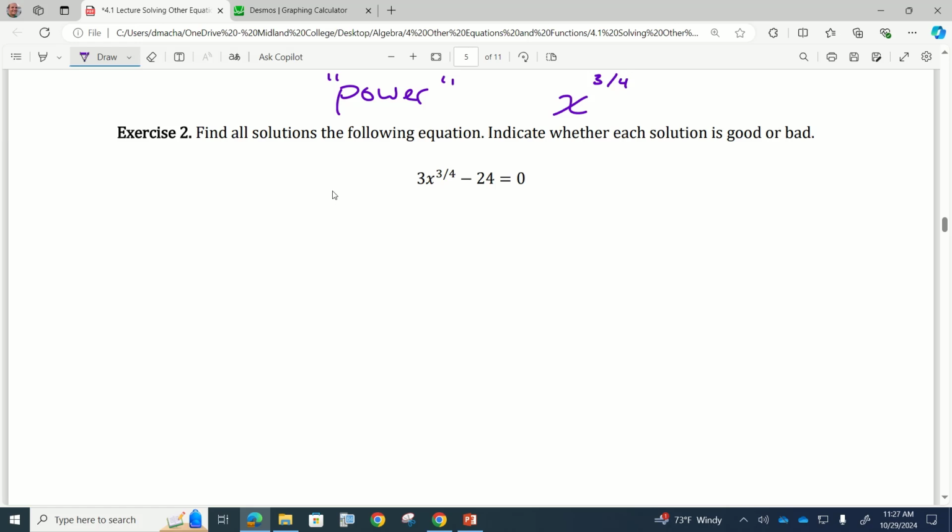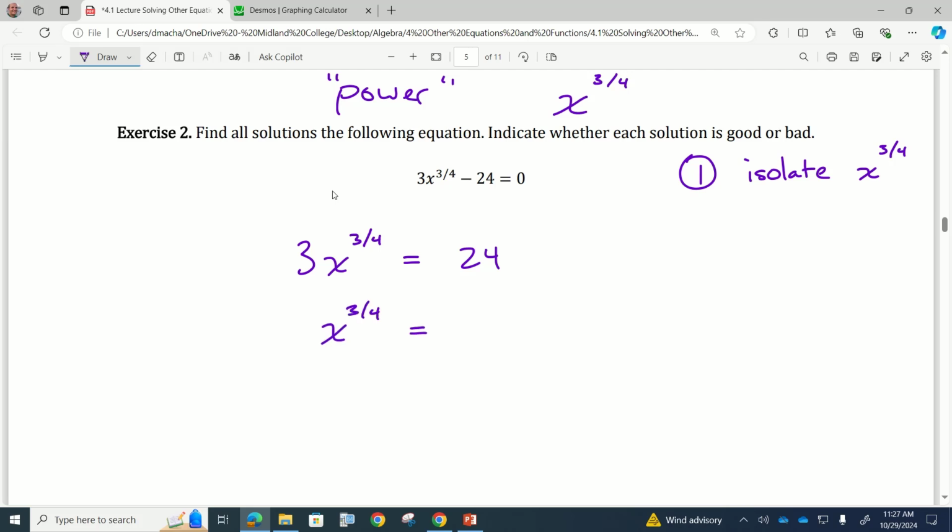Now, how do I find the solutions? I'm going to isolate x raised to whatever weird power you have. And that means I could start by adding 24 to both sides, and then proceed by dividing both sides by 3.